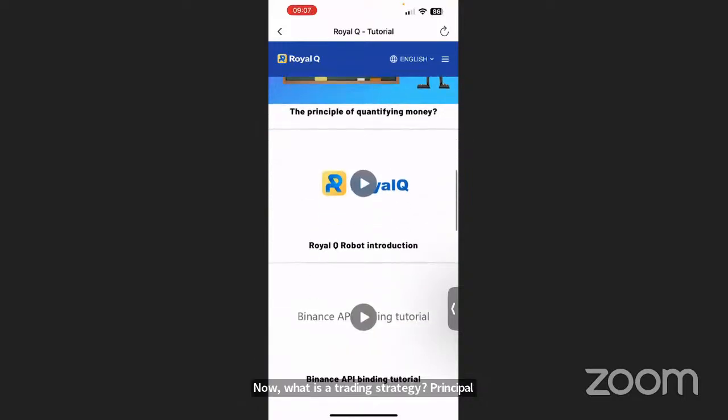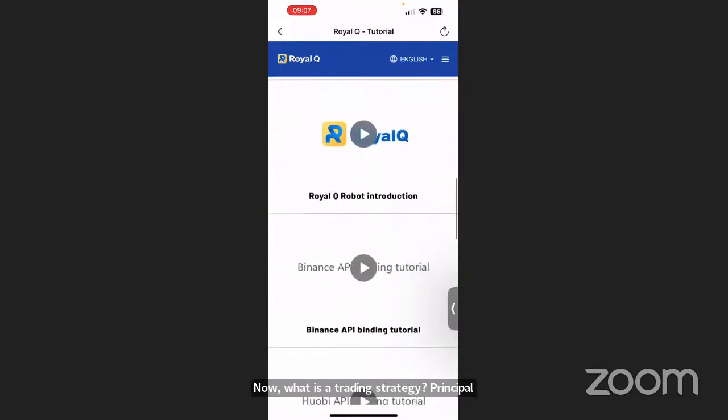Principle of quantifying money. Royalq robot introduction. Embrace yourself with this information. So if you meet people, you can actually express yourself or explain to them. If you cannot, that is why we host these meetings. Let your people come free of charge. Nobody pays us for hosting all these meetings. We do it out of our heart and for the love of the team. Okay, so let's make good use.